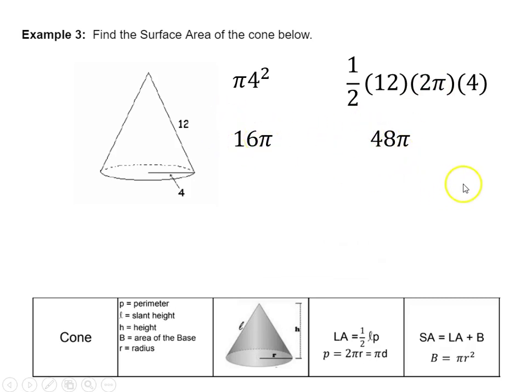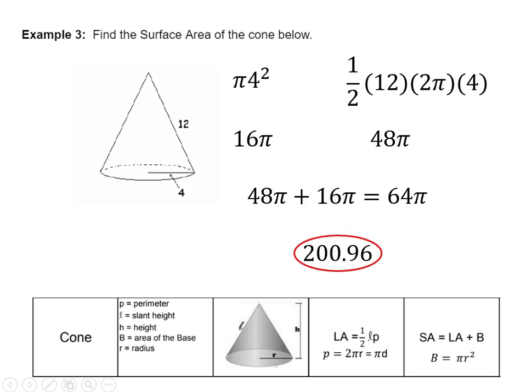To find the surface area of the cone, we're going to take those things and add them together. 48 pi plus 16 pi is 64 pi. 64 pi is the surface area of this cone. If I want to convert that to a decimal, I can change pi to 3.14. 64 times 3.14 is 200.96. The surface area of this cone is approximately 200.96 units.